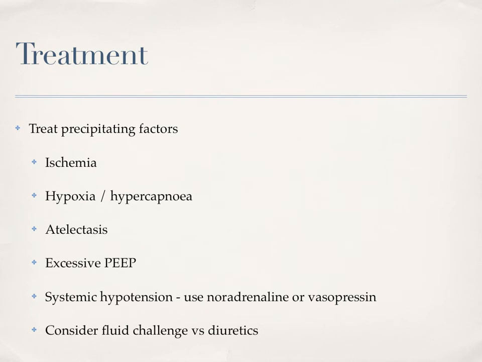So in terms of the treatment for acute pulmonary hypertension in ICU patients, we want to try and firstly treat the precipitating factors. If there's cardiac ischemia, you need to treat it. Hypoxia and hypercapnia that are causing pulmonary vasoconstriction, atelectasis or excessive PEEP that's causing the capillaries either to be collapsed or overdistended, you want to address all of those things. If there's systemic hypotension, then you need to use a vasopressor to try and get that aortic root pressure up to maintain the perfusion of the right coronary artery and the right ventricle. And then you need to make some assessment of the fluid state to see if you need either more volume or less volume.